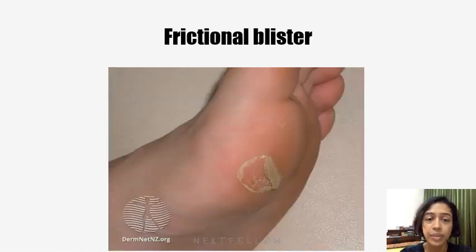This is a frictional blister. It's an intraepidermal blister, so it's a superficial blister, and it commonly occurs at sites of friction, as you can see here on the sole of the foot. So that's easy to identify.